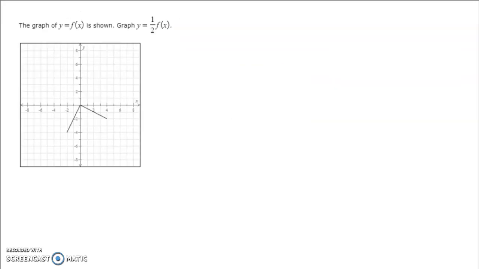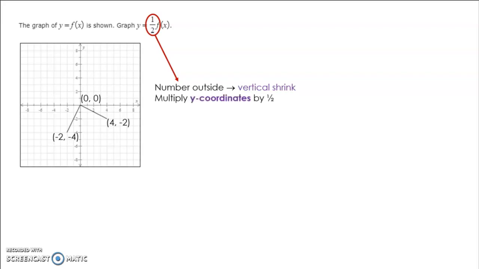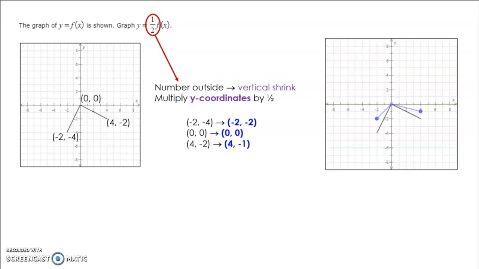Another one. So here we're going to find our ordered pairs. And then we have a 1/2 out front. If the number is outside, it's vertical, and this is a shrink because that's less than 1. It's vertical, so we're going to be dealing with y coordinates, and we're multiplying them by 1/2. So if I have -2, -2, if I multiply the y coordinate by 1/2, I get a -1. My 0, 0 doesn't change. And then there's my third ordered pair, and then I just plot those points.